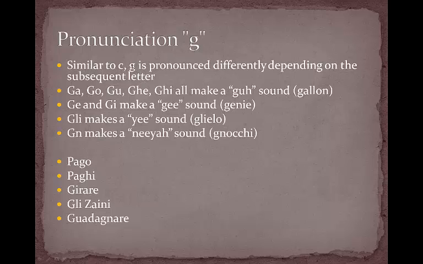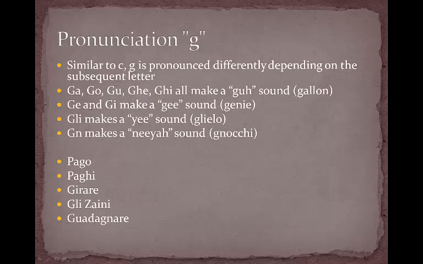Moving on to G, English G. G is similar to chi in that different letter sequences will give you a different pronunciation. So the first type of pronunciation makes a g sound, as in gallon. Ga, go, gu, ghe, and ghi. If you see a ga, go, gu, ghe, or ghi, it will make a g sound.